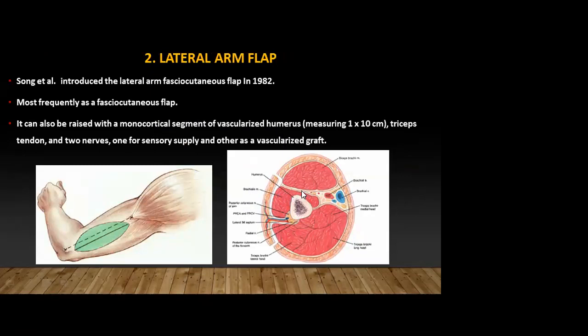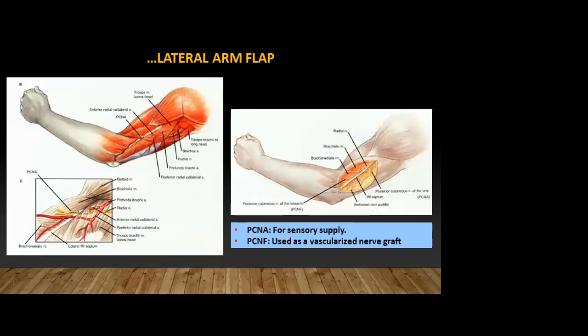So it can also be made a composite flap when we take a part of the humerus, and the measurement can go up to 10 centimeter, with the triceps tendon and two nerves, that is the posterior cutaneous nerve of arm and the posterior cutaneous nerve of forearm. Usually the posterior cutaneous nerve of arm is used for sensation, for the sensory supply, and the posterior cutaneous nerve of forearm is used as the vascularized nerve graft.